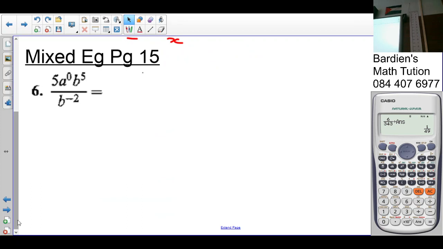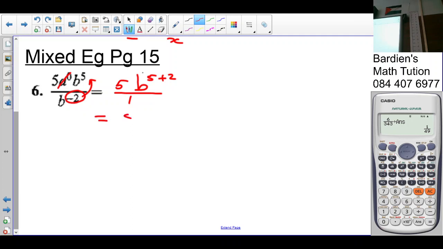Okay, so anything to the power 0 is 1. That's gone. It will be 5. Where are there more b's? On top. So it's going to be b to the 5. But bring minus 2 up, it becomes plus 2. So that will simply be 5b to the 6.